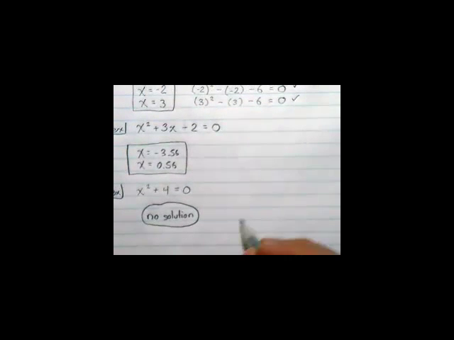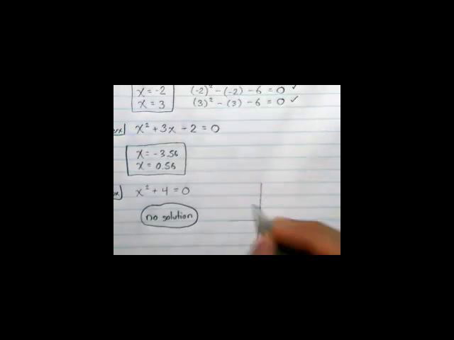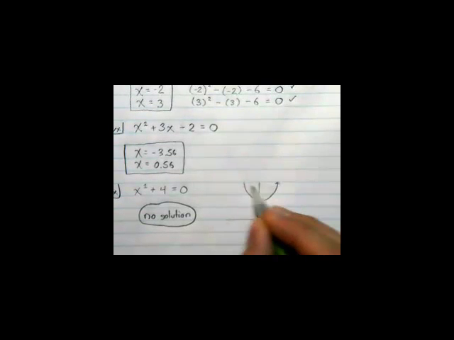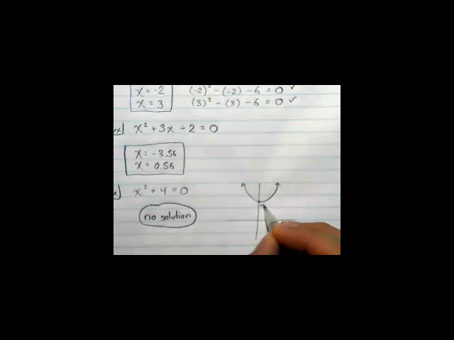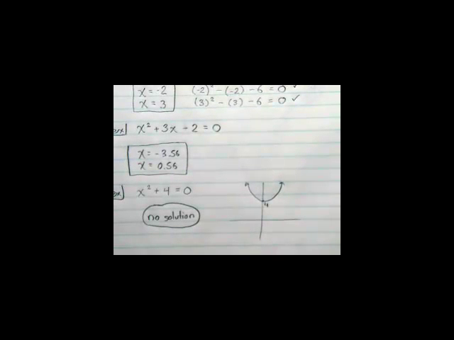All right, so that's using graphing to do it. This one, again, if we did it on the calculator, the vertex would be up at 4. So nothing crossing, no solution. All right. The next method, square roots.